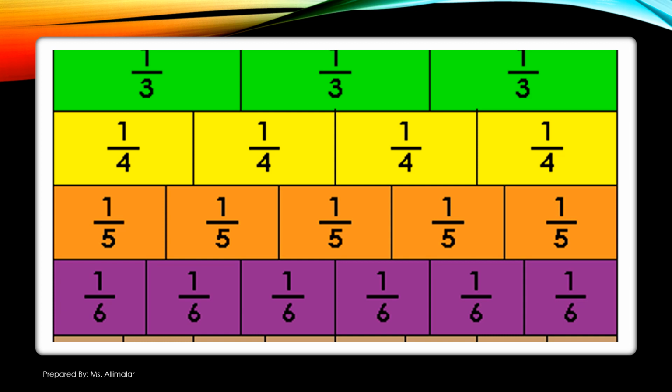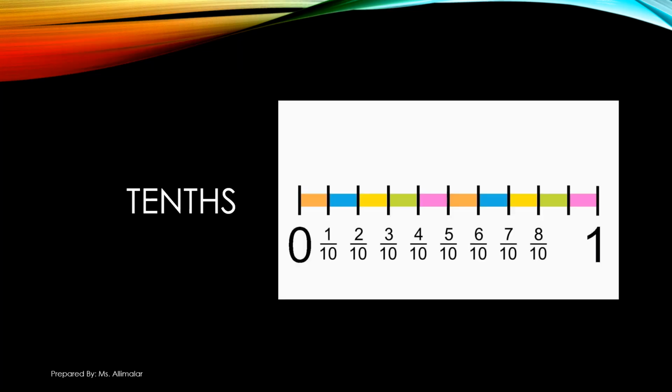If you look at the yellow color bars, we have 4 parts there. So that is why you have 4 as the denominator. Look at the orange color bars. You have 5 because you have 5 parts. That is why you have 5 as the denominator. Same goes to the purple: 6 as the denominator because you have 6 parts. Now let's move to the next slide.